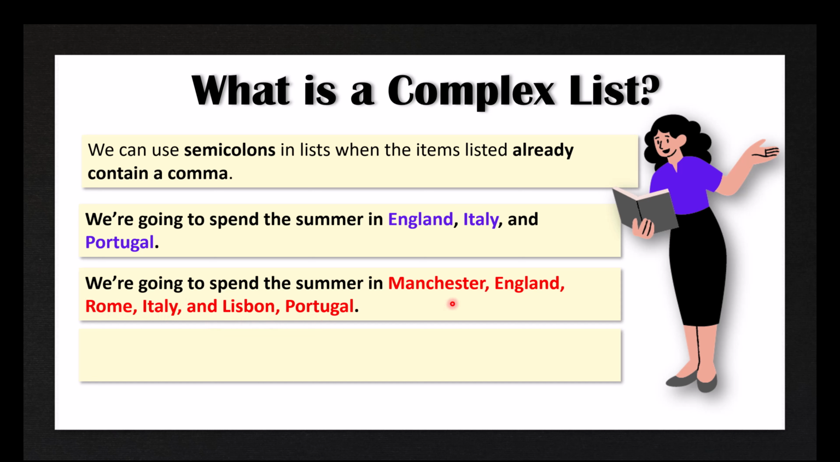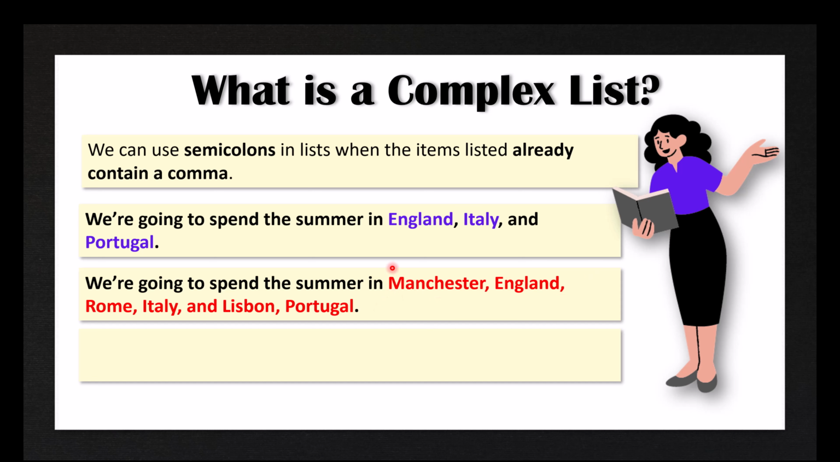When we only use commas, it looks like we're talking about 6 different places. Maybe not everyone knows that Manchester is in England. We're going to spend the summer in Manchester, in England, in Rome, in Italy, in Lisbon, and in Portugal. When clearly Manchester, England is one item, Rome, Italy is one item, and Lisbon, Portugal is one item. But all these commas make it confusing, especially if there were more places we were listing.